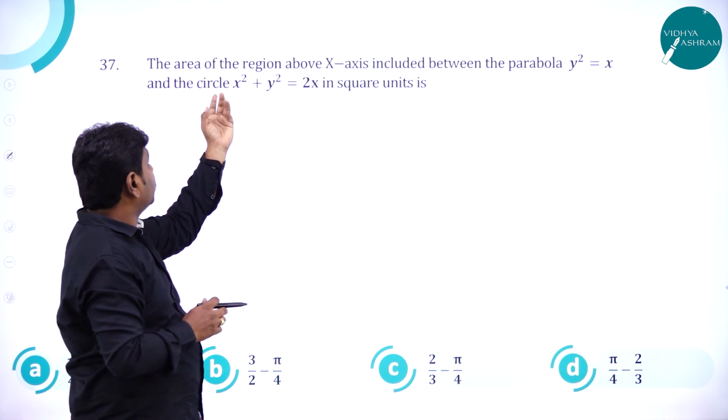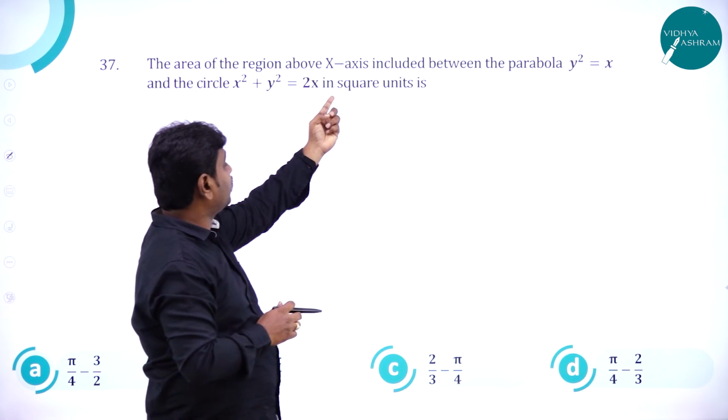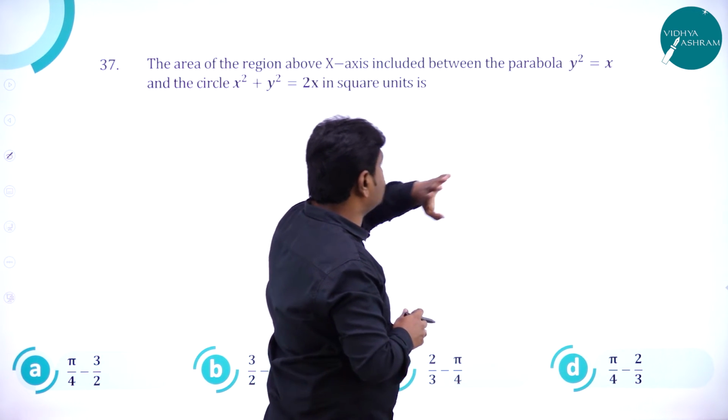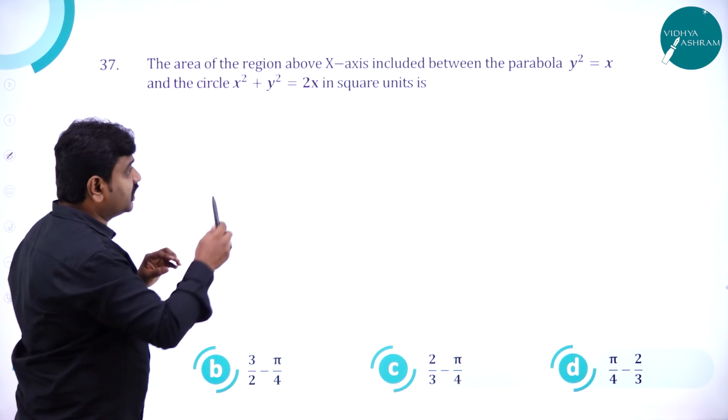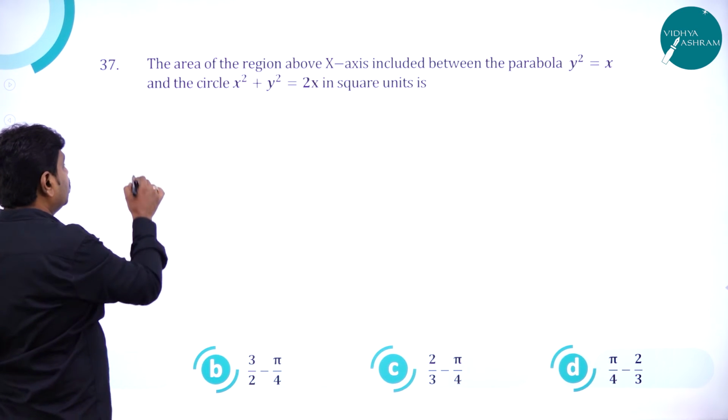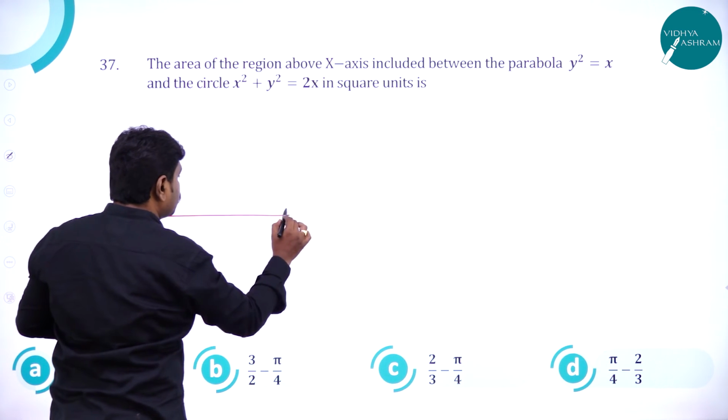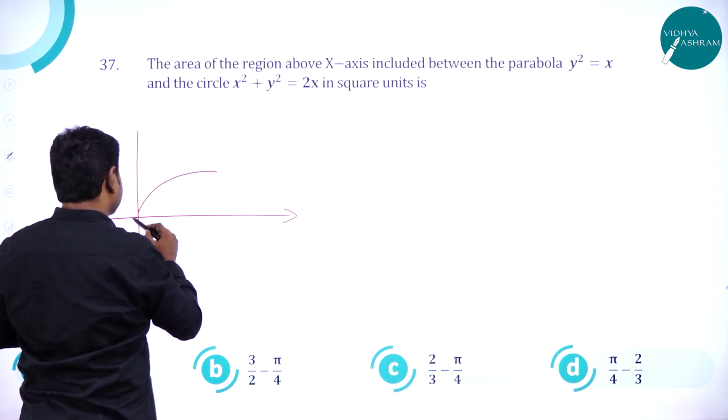So now next, the region: area of the region above the x-axis included between the parabola y square is equal to x and the circle x square plus y square is equal to 2x. First I'll draw the parabola. What is a parabola? Y square parabola. All of you know y square is a parabola which is symmetric about the x-axis.